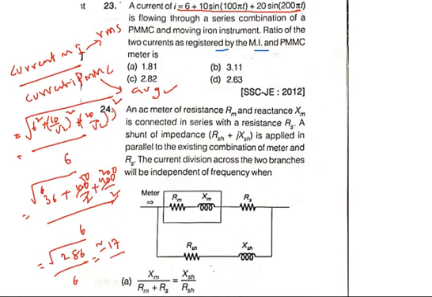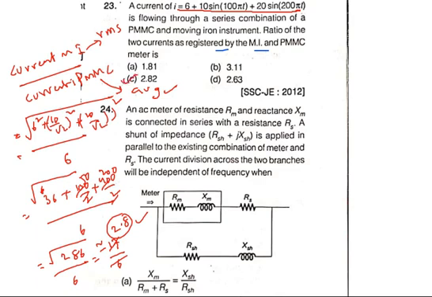Okay, by 6. Simplify this. 6 2s are 12. 6 8s are 48, near to 50. So 2.8. So approximately 2.8 is the correct answer. So C is the correct answer.